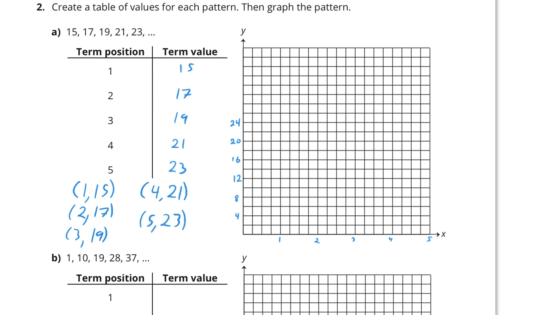All I was doing was looking across here. 2 is 17, 3 is 19, 4 is 21, 5 is 23. Now I can take all of these ordered pairs and put them onto the graph. So our first one, 1 and 15.